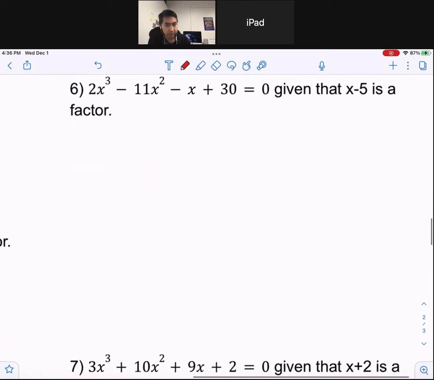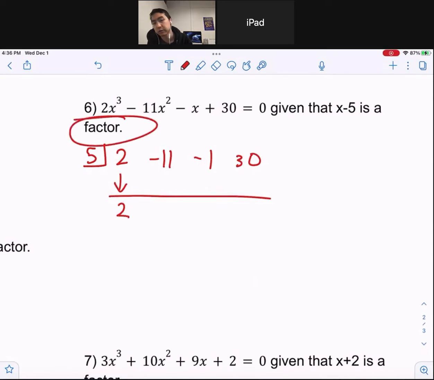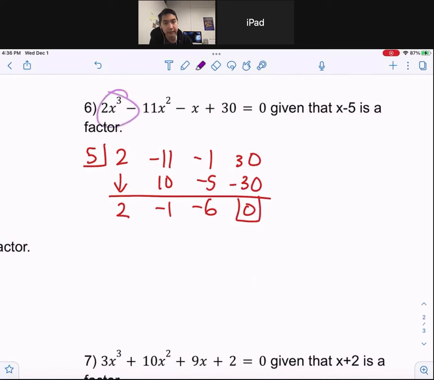Number 6. Okay, they gave us a factor of x minus 5, so if we plug in 5 and write down the coefficients, we should get a remainder of 0. And I know that because it tells you that's a factor, and anytime you have a factor, that is a remainder of 0. 2 times 5 is 10, add -1, -1 times 5 is -5, add -6, -6 times 5 is -30, add, you get 0. That's x to the third power, so this is x to the second, and this is x. So we're dealing with this polynomial, but now we have to factor this by doing the x method.